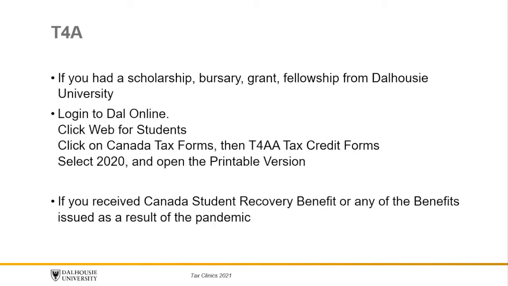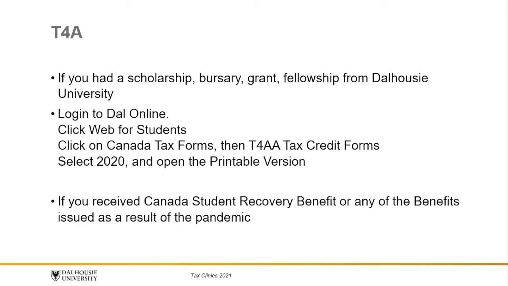The next receipt is the T4A. This receipt is issued to anyone who had a scholarship, bursary, grant, or fellowship from Dalhousie University. You can find your Dalhousie University T4A in the same place where you found your T2202. You log into Dal Online, click Web for Students, click on Canada Tax Forms, and then T4A Tax Credit Forms. You will need to select the year from the drop-down menu, so select 2020 and open the printable version.